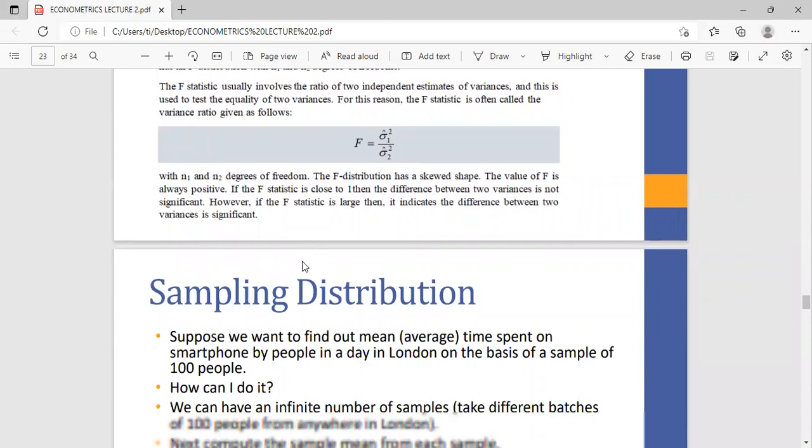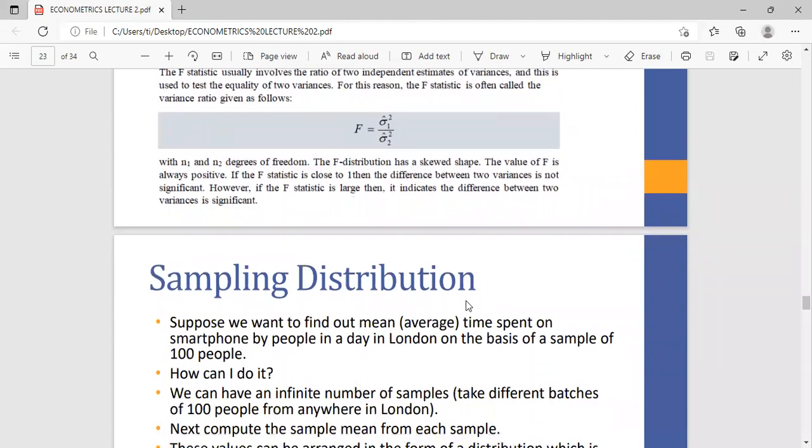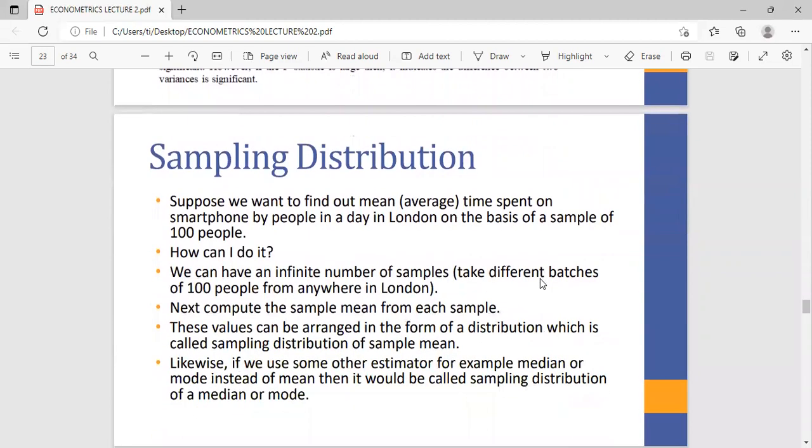Now, we have discussed a substantial part of our review of statistical concepts. Now, we will be talking about the inferential part. The first topic which I'm going to discuss is sampling distribution. Suppose we want to find out the mean time spent on a smartphone by people in a day in London on the basis of a sample of 100 people. Now the question is, how can I do that?